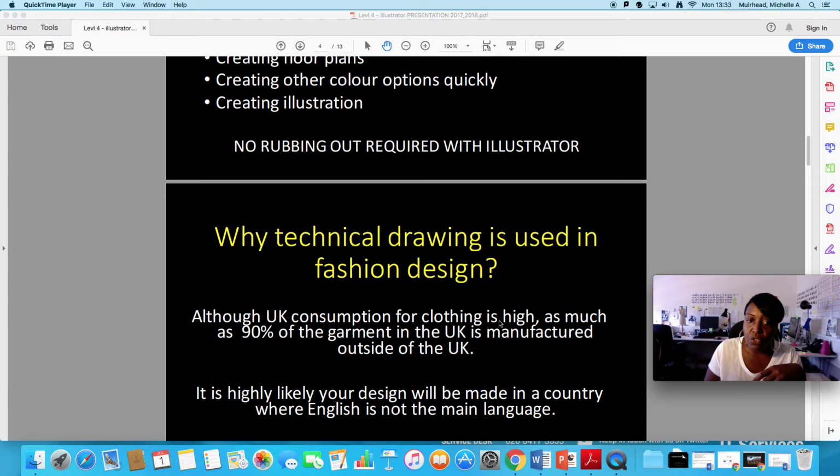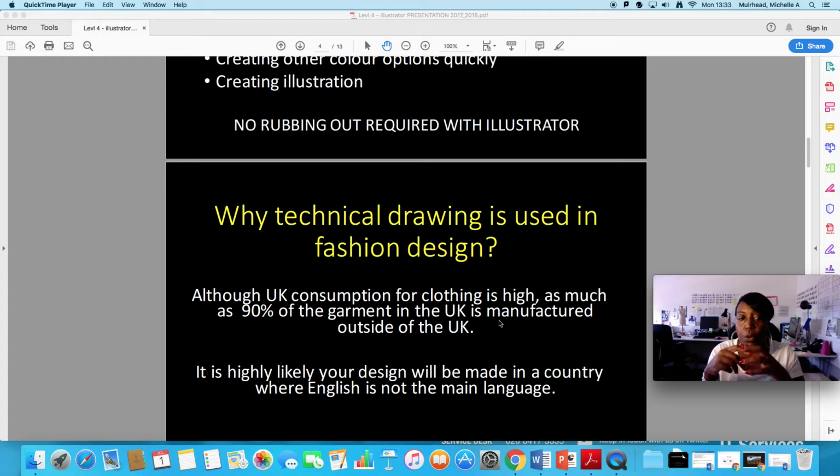So why are technical drawings used in fashion design? Basically, although we do a lot of buying clothes in the UK, probably 90%, maybe even higher than that, of the garments that we get are made abroad, outside of the UK. So it's highly likely that whoever's going to be making your garment may not have English as their first language. So it's really important that our technical drawings, when you think about drawings, are universal.